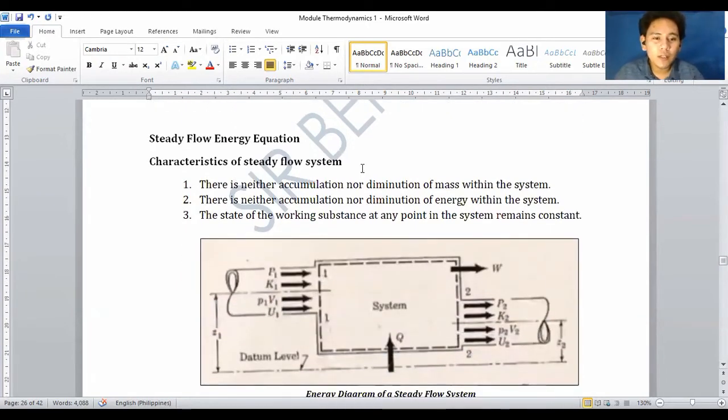Now, the steady flow energy equation. Characteristics of a steady flow system: there is neither accumulation nor diminution of mass within the system. There is neither accumulation nor diminution of energy within the system. The state of the working substance at any point in the system remains constant.